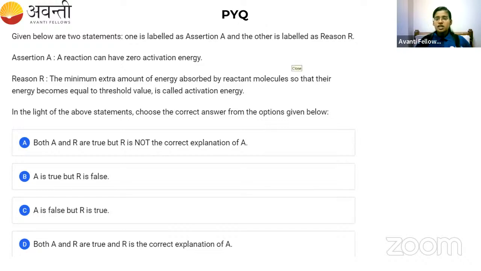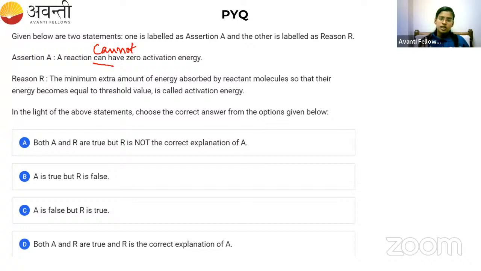There must be some energy difference between the reactant and the activated molecule. The reactant molecule should get activated to form the product. Suddenly it will not go from reactant to product by having the same energy. So when it is getting activated, it takes some energy. So there will be some activation energy for all reactions. A reaction cannot have zero activation energy; there will be some activation energy value. So the assertion is false.